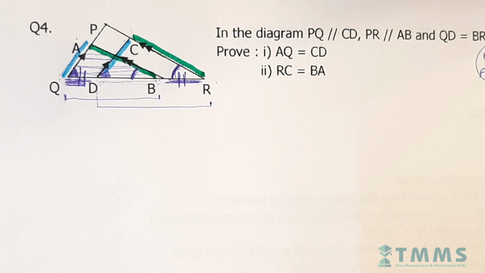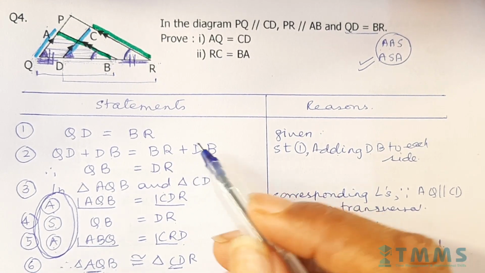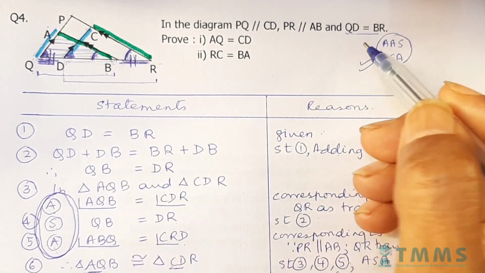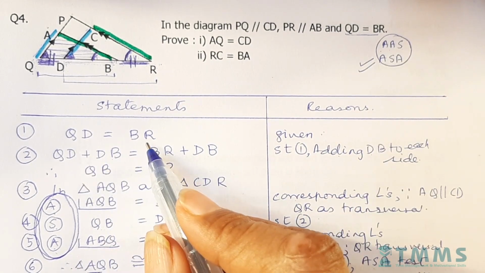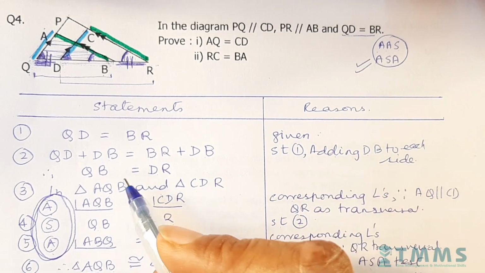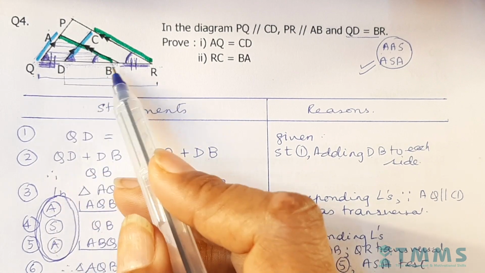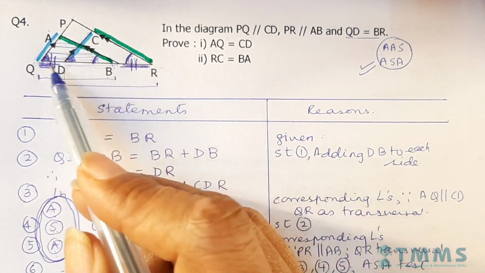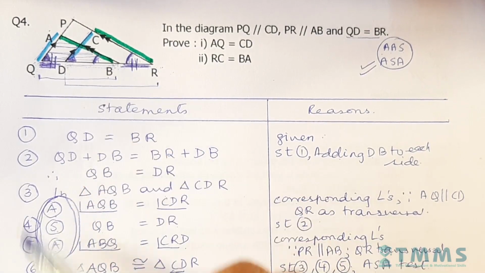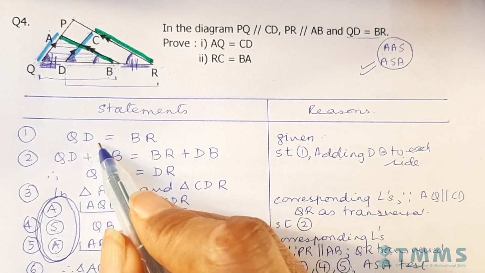Now let us see how we write the statements. Now when we write the statements, always write what is given. Now can you see that QD and BR are equal? So we write QD equal to BR and we write the reason as given. But we are not interested in QD and BR, we are interested in QB and DR. And how do we get QB and DR? By adding this DB to each side. So we add DB and DB to this statement.